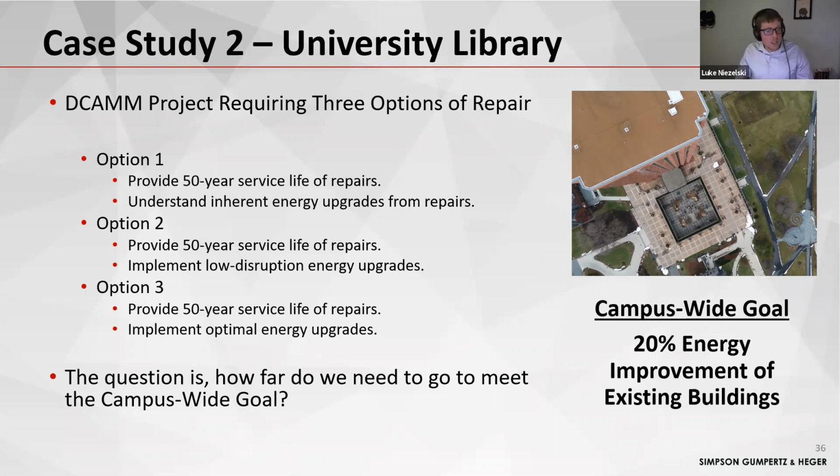So in our 3 options, we wanted to show option 1, which was where you just repair what needs to be repaired and see what the inherent energy upgrades from these repairs were. Then option 2, we implemented what we categorized as low disruption energy upgrades, things that aren't going to really bother the library too much from an occupant standpoint. And then option 3, we threw everything that we could think of at it, just to see is that what's required to get them to 20%? So just different levels to see how close they were to hitting their goal.